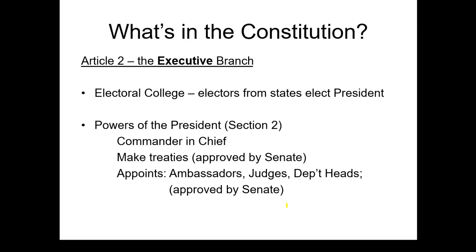Let's talk first of all about what was the original powers granted in the Constitution. The president also has the power to appoint ambassadors, federal judges, all the heads of the departments in the executive branch. So that's a lot of people. A new president coming in, particularly with a new party, will probably appoint at least 1,000 department heads and judges and ambassadors during the course of his first term. Of course, these also have to be approved by the Senate, just by a majority vote.